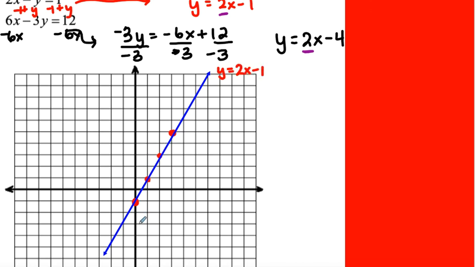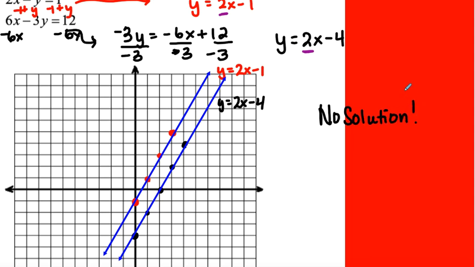All right, my other one, I'm going to go down to negative 4. So 1, 2, 3, 4. I'm going to go up 2 over 1 repeatedly. And I'm going to draw that line. And again, you have to be really, really careful. And then I'm going to label that line y equals 2x minus 4. And you can see carefully they have no point of intersection, so my answer to the system would be no solution.